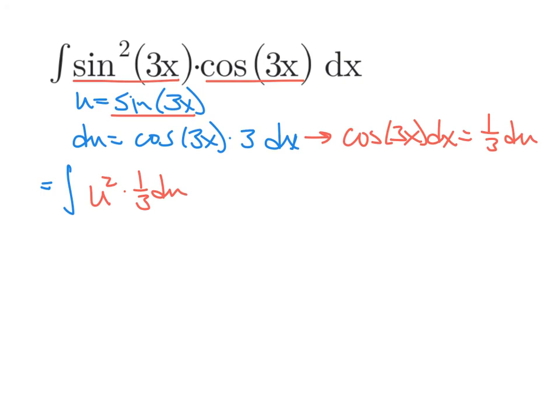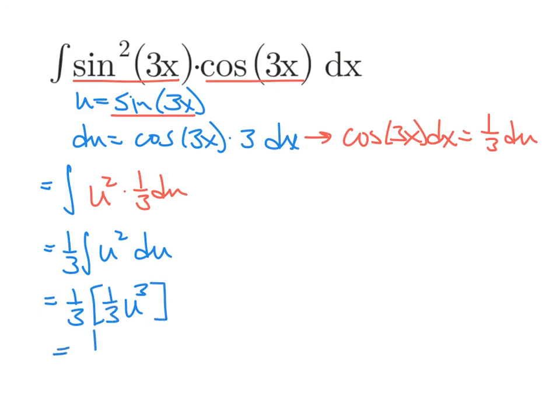Now, just like before, with that 1/3, we can pull that out in front, and then go 1/3 the integral of u squared du. And this is a much easier function to try and integrate. The integral of u squared, we increase the power by 1 and then divide by that power. So our answer is going to be 1/9 u to the third plus c.